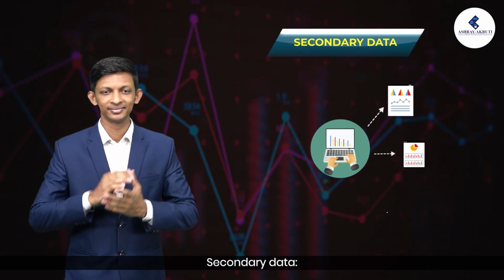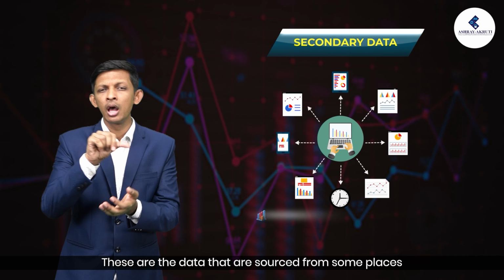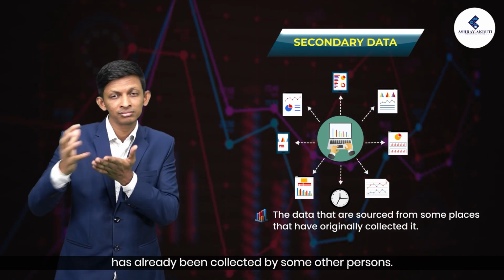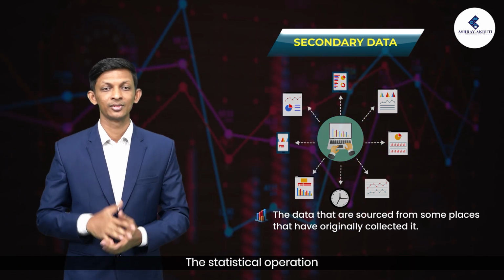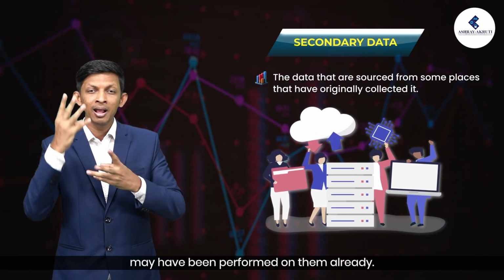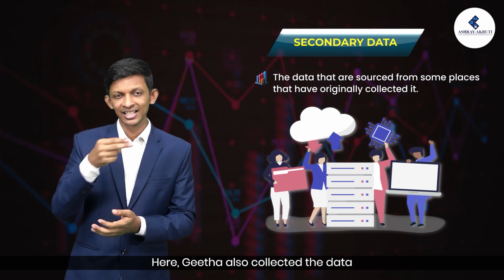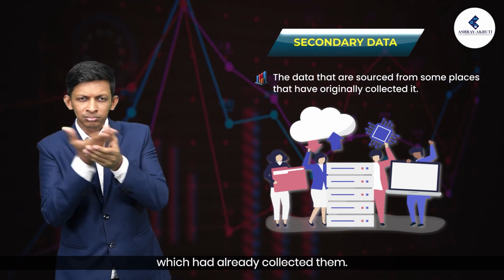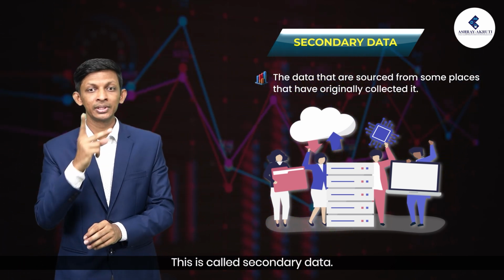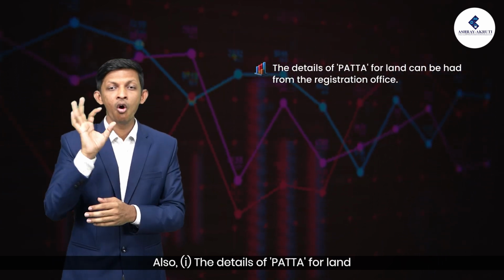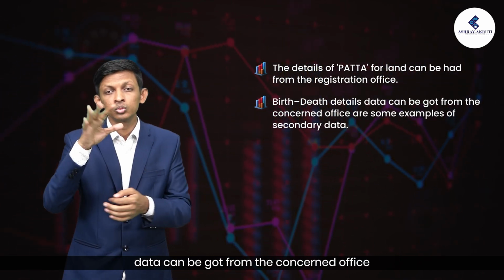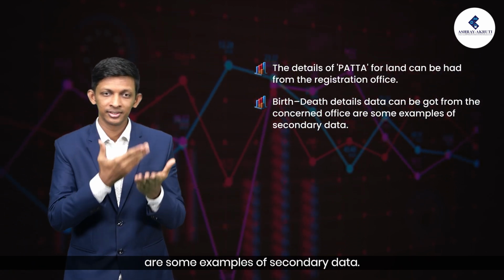Secondary data. These are the data that are sourced from some places that have originally collected it. This kind of data has already been collected by some other persons. The statistical operation may have been performed on them already. Here, Geeta also collected the data, but she took it from a record which had already collected them. This is called secondary data. Also, the details of PATTA for land can be had from the registration office. Birth and death details can be got from the concerned office. These are some examples of secondary data.